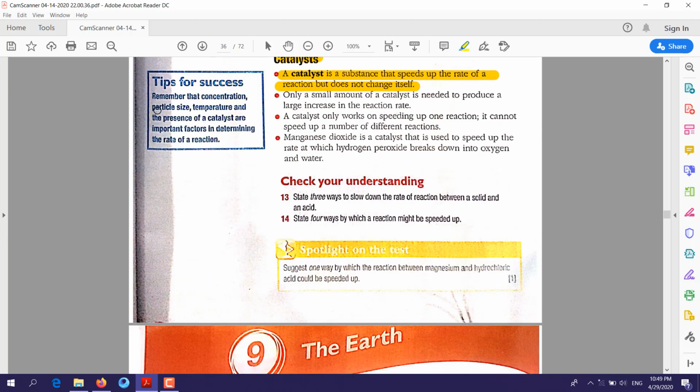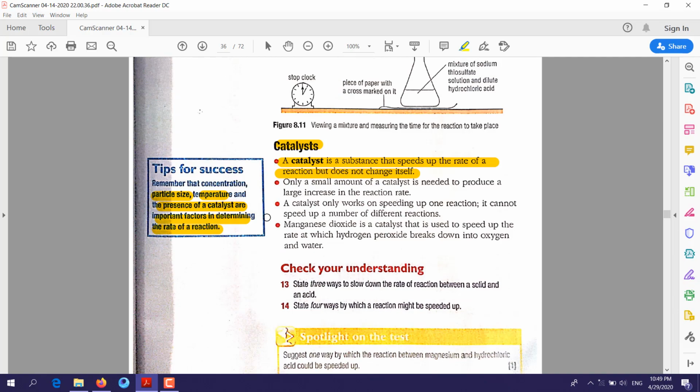Tips for success. Remember that concentration, particle size, temperature, and the presence of catalysts are important factors in determining the rate of a reaction. Particle size here is another meaning of surface area. Check your understanding. It will be your task for this lesson.